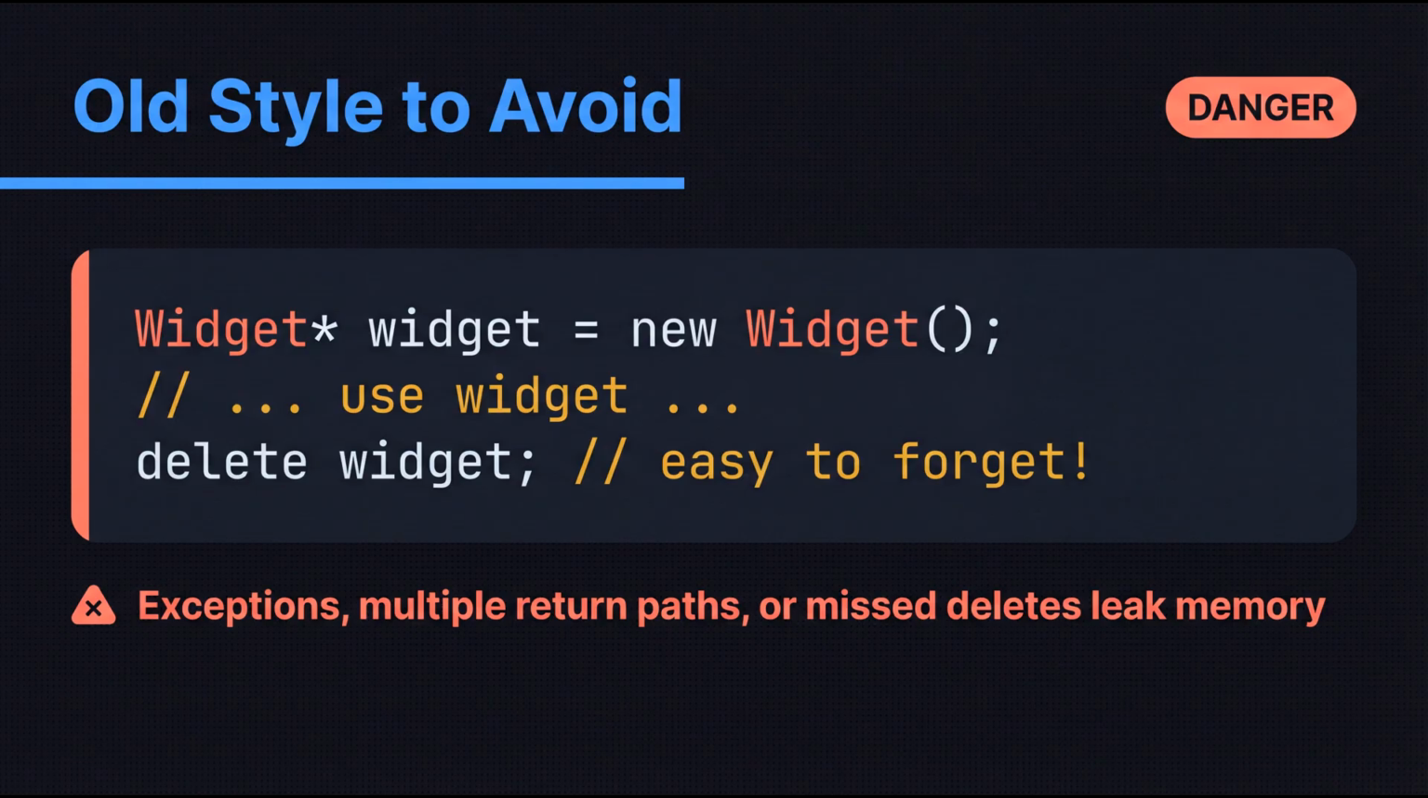Every one of these scenarios is a real bug that happens in production code. Manual new and delete is how C++ earned its reputation for being dangerous. Modern C++ has better tools.